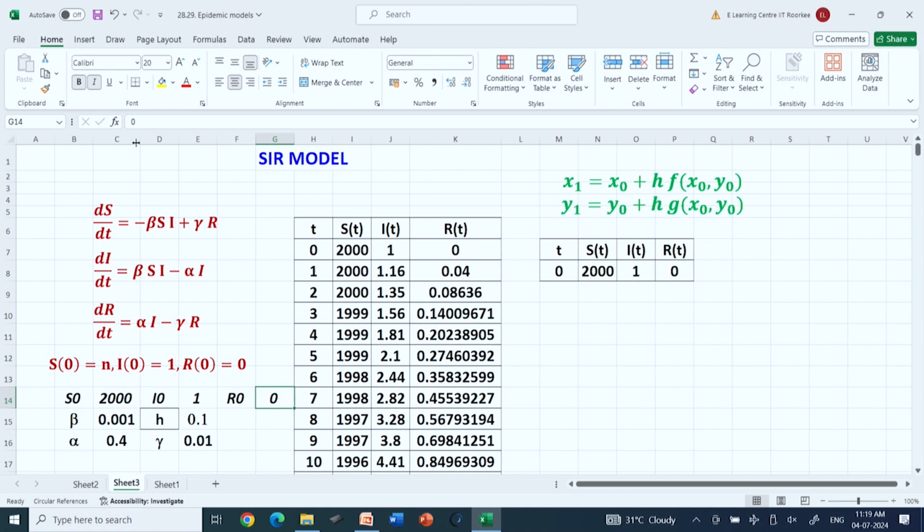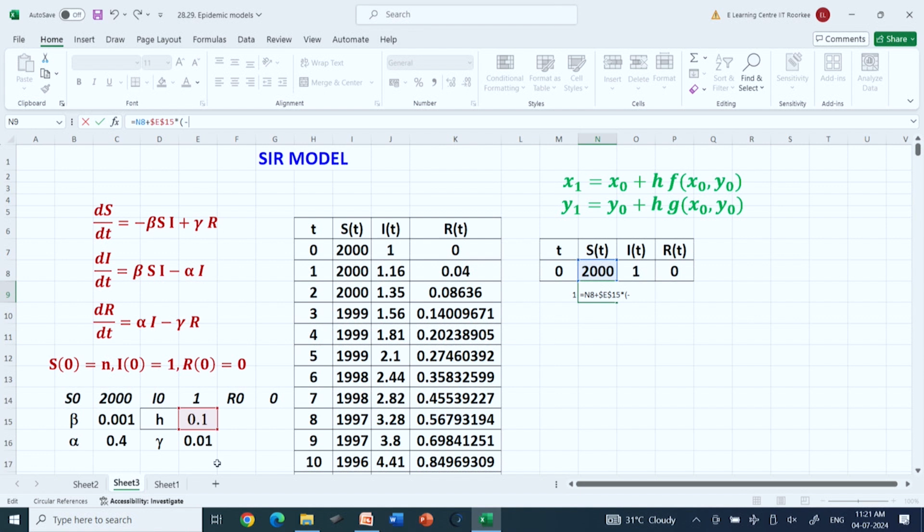The value of beta is 0.001, h is 0.1, alpha is 0.4 and gamma is 0.01. With this we start with t equal to 0, and this is equal to 0 plus 1, and I will drag them later. So this is equal to S0 plus h, which is a constant, so I put a dollar, multiplied by this whole thing, minus beta SI plus gamma R.